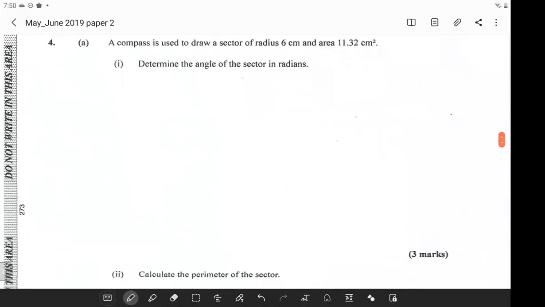So we are on to number 4. A compass is used to draw a sector of radius 6 and an area of 11.32 centimeters squared. Determine the angle of the sector in radians. So what I want you to recall is the formula for arc length and the area of a sector.